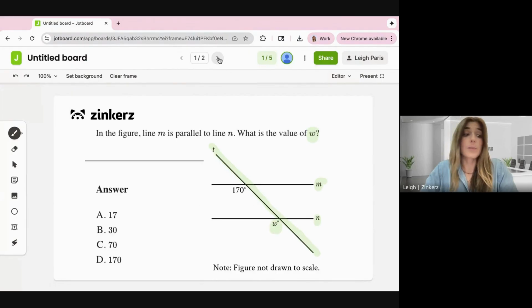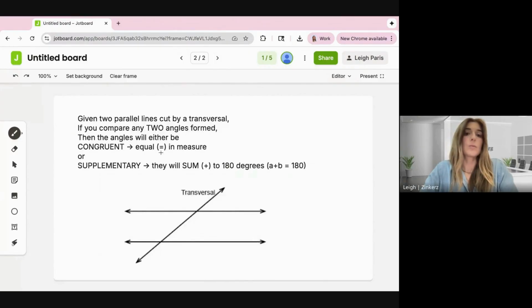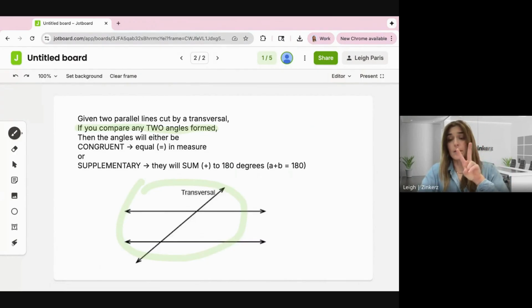So I think the best place to start is to remember the rules of angles formed when two parallel lines are cut by a transversal. So here is a general image of two parallel lines cut by a transversal line. When this happens, if you compare any two angles that are formed, there's only two possibilities for what the relationship between those two angles is. It's either that these angles are congruent to each other, meaning they are equal in measure, or these two angles are supplementary, meaning when you add them together, they sum to 180 degrees.